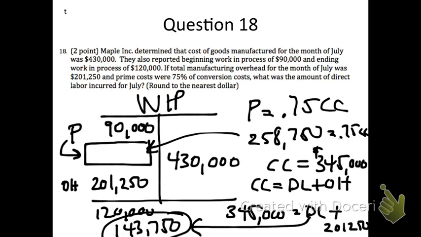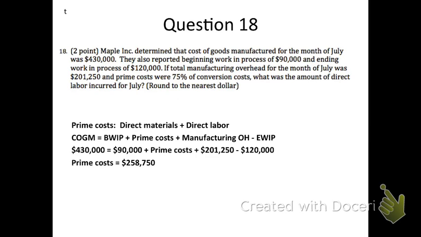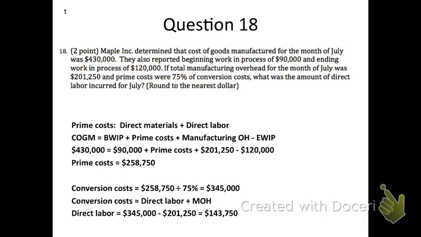So I've just kind of walked you through that, but again, you can see this on the slides. We solve for prime costs. We did that with our T account. And then we know that those costs are 75% of conversion costs. So we take prime cost divided by the 75%, and then knowing that conversion cost is direct labor plus manufacturing overhead, we can determine what direct labor is.